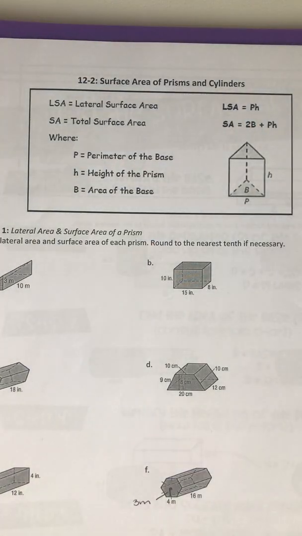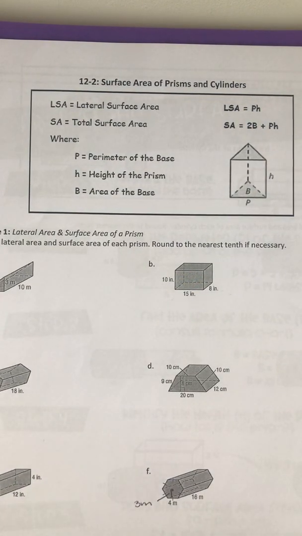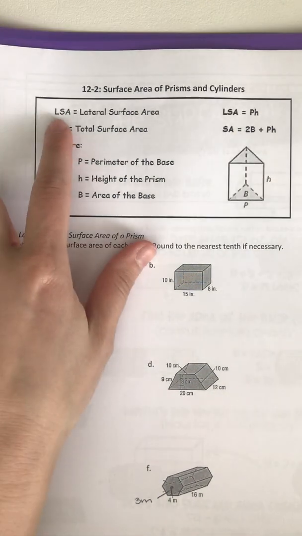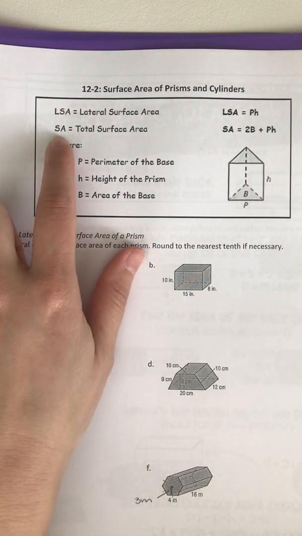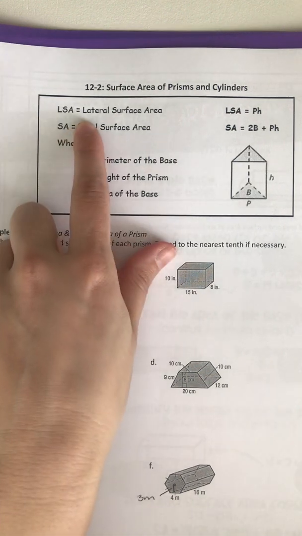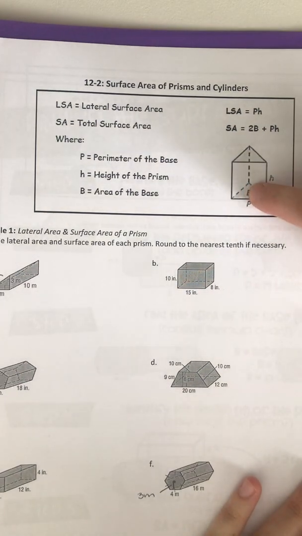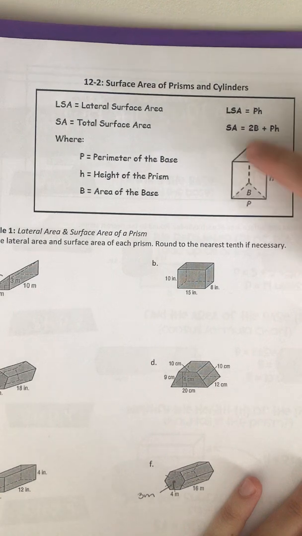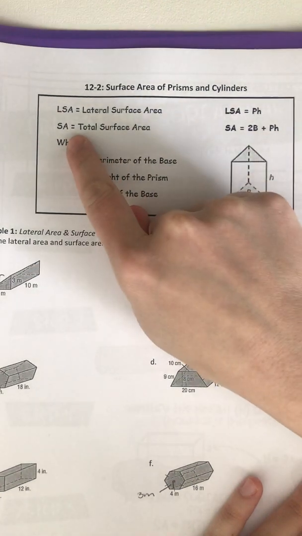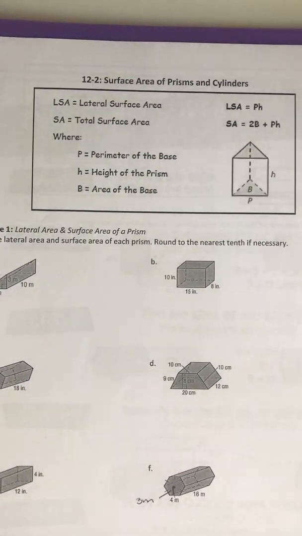So I also posted a YouTube video that goes over the difference of lateral surface area, which we call LSA, and surface area, which is just SA. So lateral surface area includes everything but the bases. So it doesn't include this top triangle or that bottom triangle. Those are your two bases. Your bases are going to be the two sides that are parallel. Surface area does include the bases.